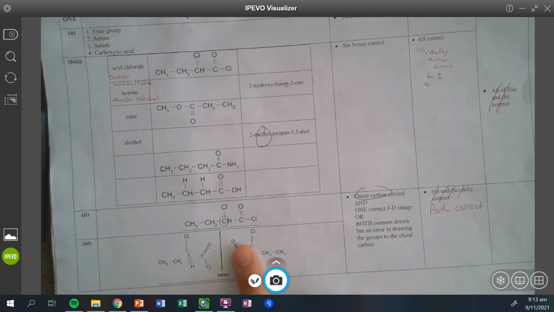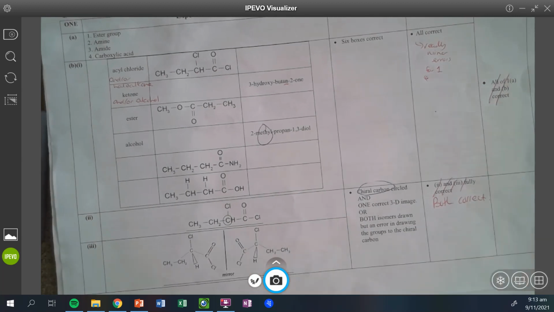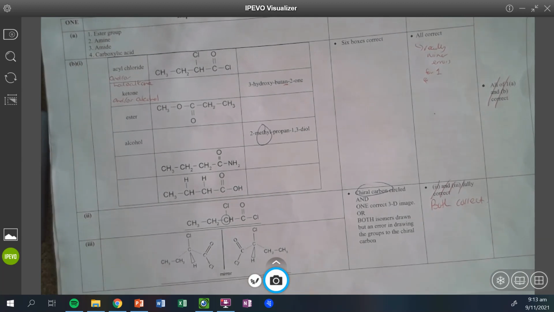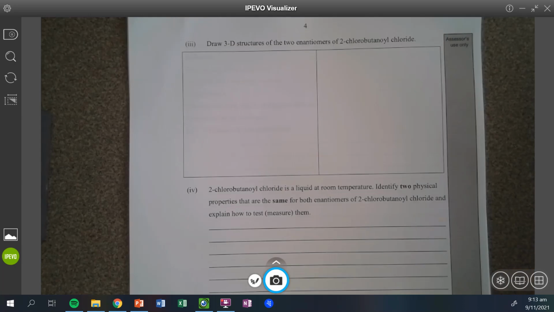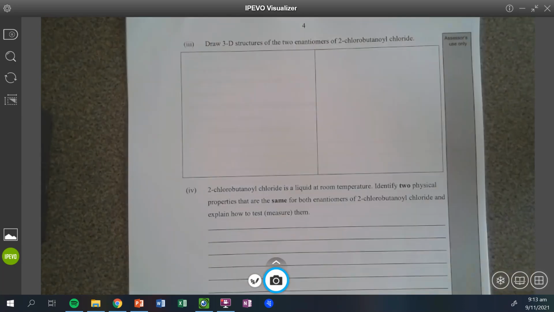For this, I've changed it because it says both part 2 and part 3 correct, and that meant if you forgot to circle it, you didn't get a merit, and I thought that's a really silly thing to do. So I was kind and said, so long as you had both your chiral carbons right, I'm assuming you know which one was the chiral carbon, so I'm going to give you the merit point. So yeah, that was that one.